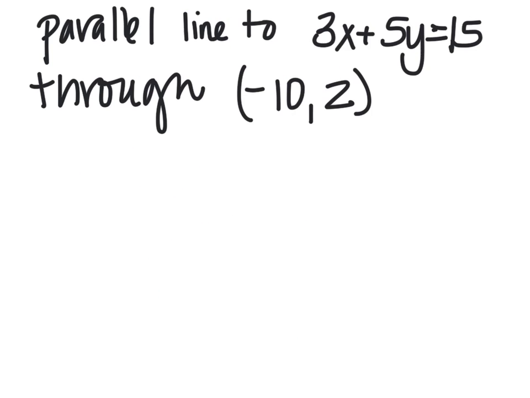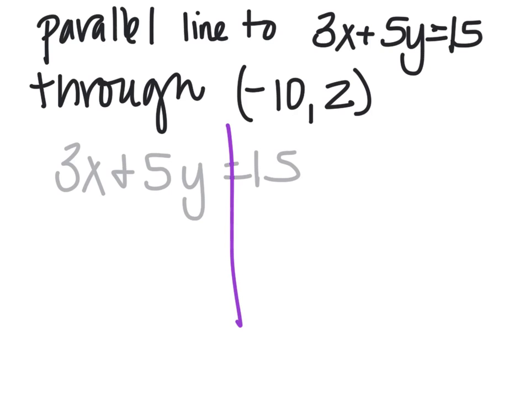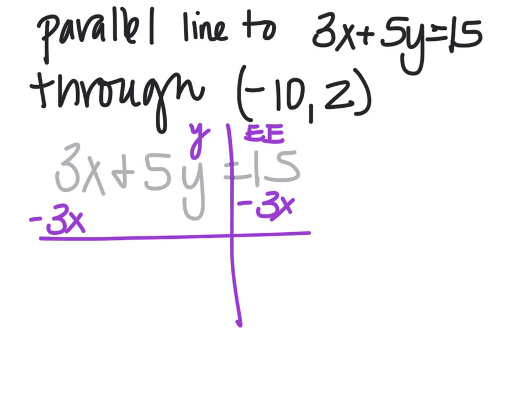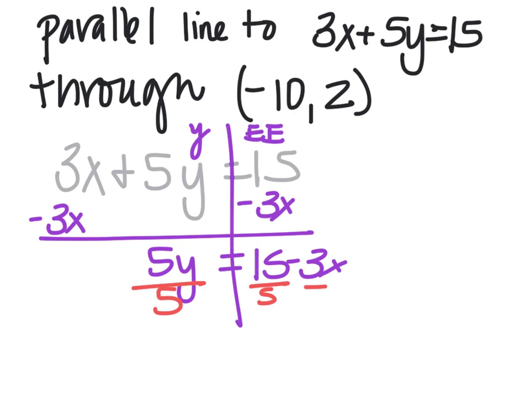So the next question asks us to write the equation of a line that's parallel to 3x plus 5y equals 15 and through the point negative 10, 2. So the first thing we've got to do is solve this equation for y. So I'm going to draw my line, label my sides. I need to get rid of this 3x, so I'm going to subtract 3x first. So I have 5y equals 15 minus 3x. To get y completely by itself, we're going to divide everything by 5. And I get that y equals 3 minus 3/5 x.